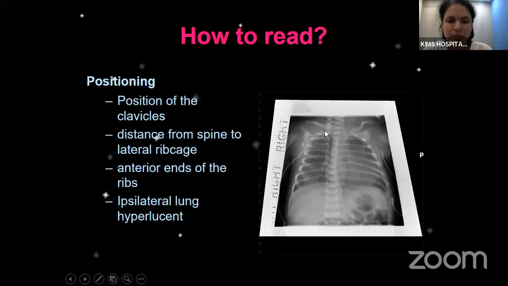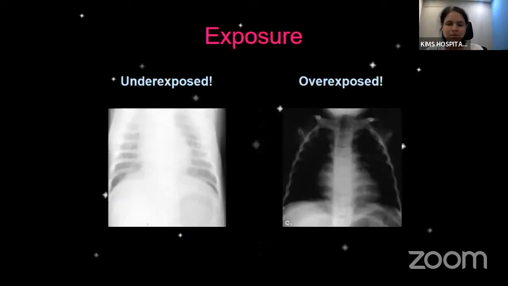And usually, if the X-ray is rotated towards one side, the ipsilateral lung looks more hyperlucent. So the presence of asymmetrical positioning of the clavicles, being more horizontal on one side and more oblique on the other, the presence of unequal distance of the lateral rib cage as well as anterior ends of the ribs from the vertebral bodies, as well as the presence of abnormal hyperlucency of the ipsilateral lung indicate rotation of the X-ray. So if none of these findings are present, we can say that the X-ray is well centered.